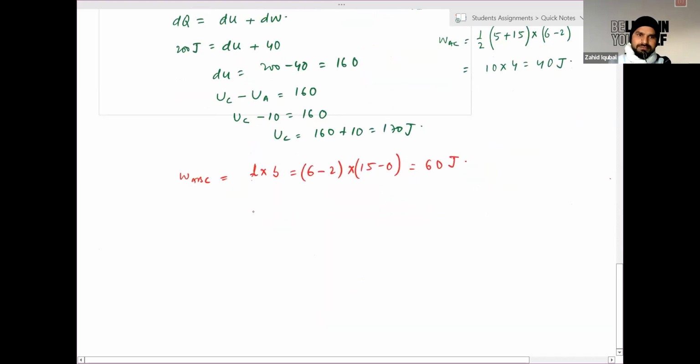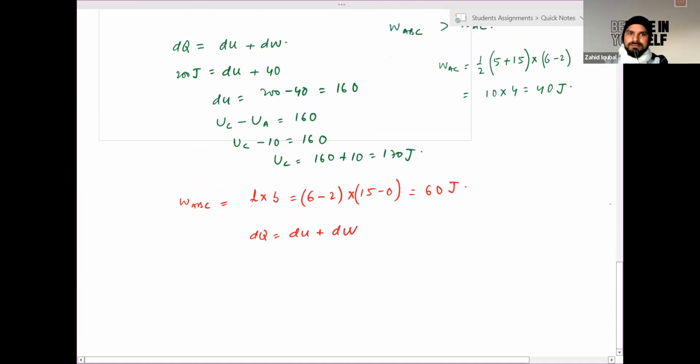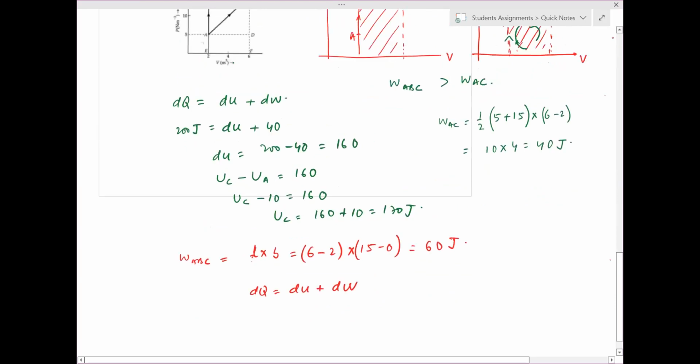According to the formula, dQ equals dU plus dW. Just put the values and simplify it according to the above part. You will get your answer. Samira, is it clear? Yes, sir. Okay.